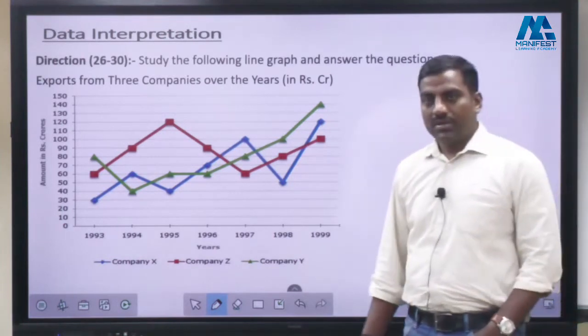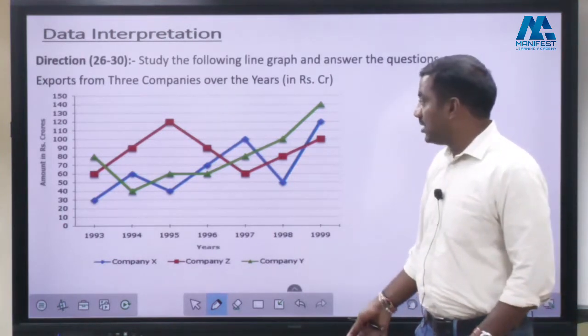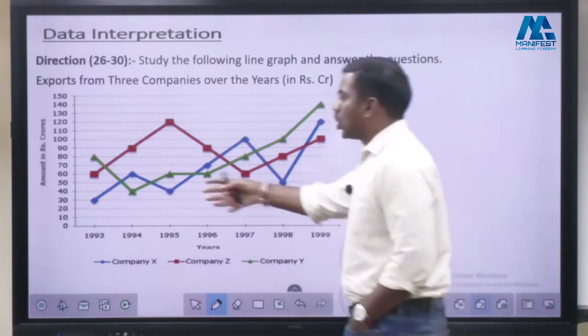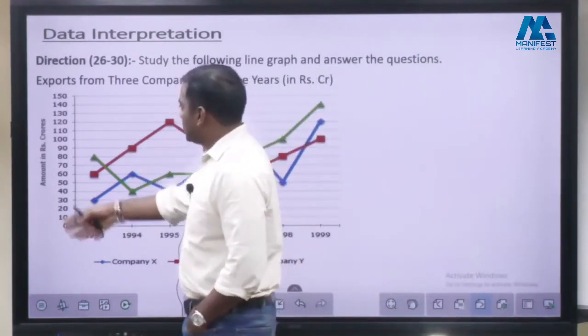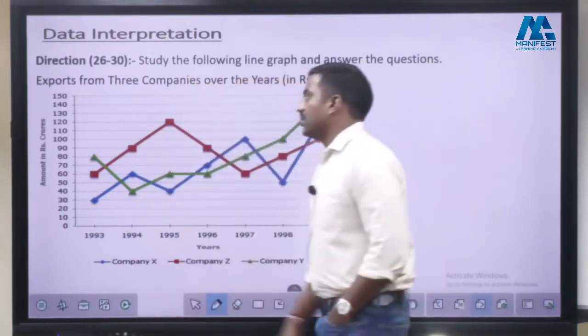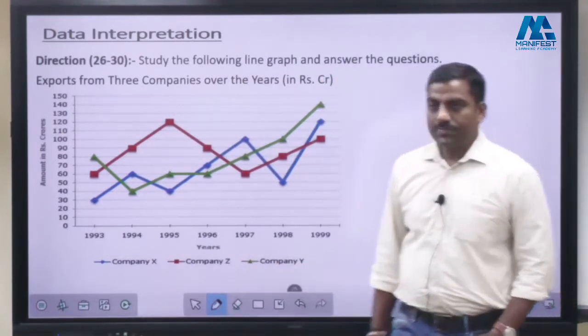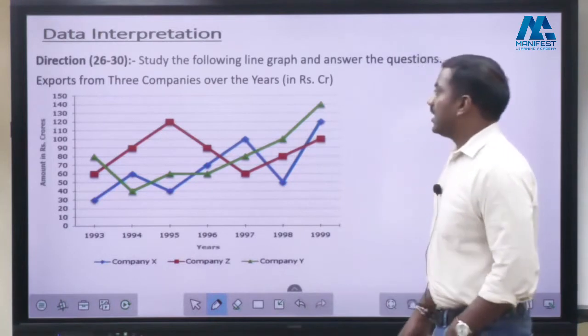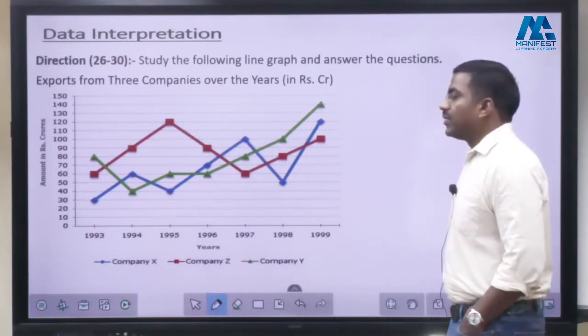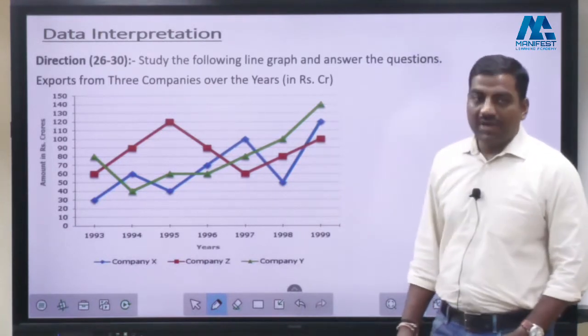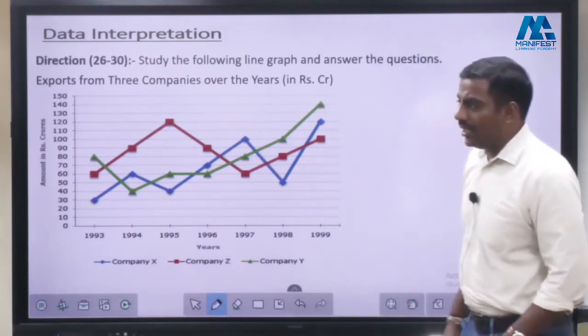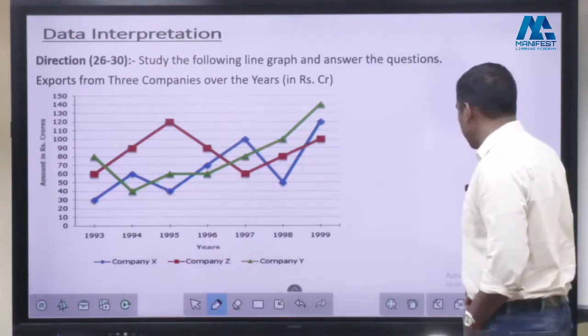Done? Any other thing that you want to see? Yeah, it is in crores. Started from 0 here, ended at 150 here, but the maximum data has gone up to 140 crores. So these are the exports from three different companies, and the exports are valued in crores. Okay, done. We'll go to the questions.